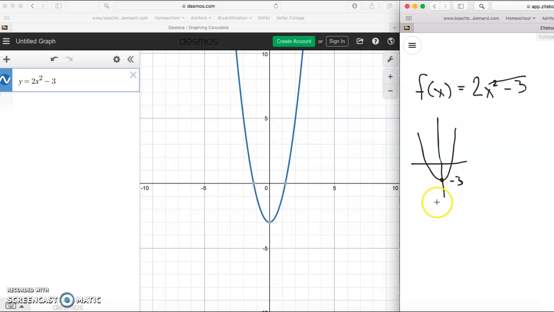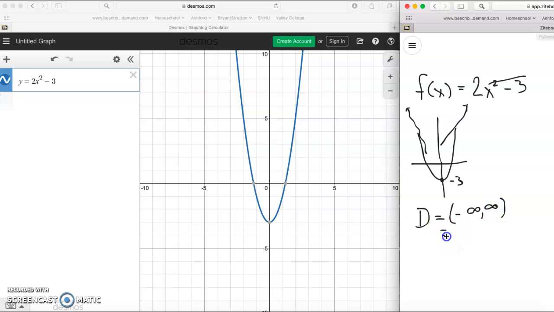So let's take a look at our domain. Remember, our domain is how far left and how far right our function goes. And notice that my function is going to go up and up forever in this direction, and it's going to go up and up forever in this direction. So it's going to keep going to the right forever. It's going to keep going to the left forever. So we say that our domain is from negative infinity to positive infinity, or it's all real numbers. It's all the numbers on the number line.